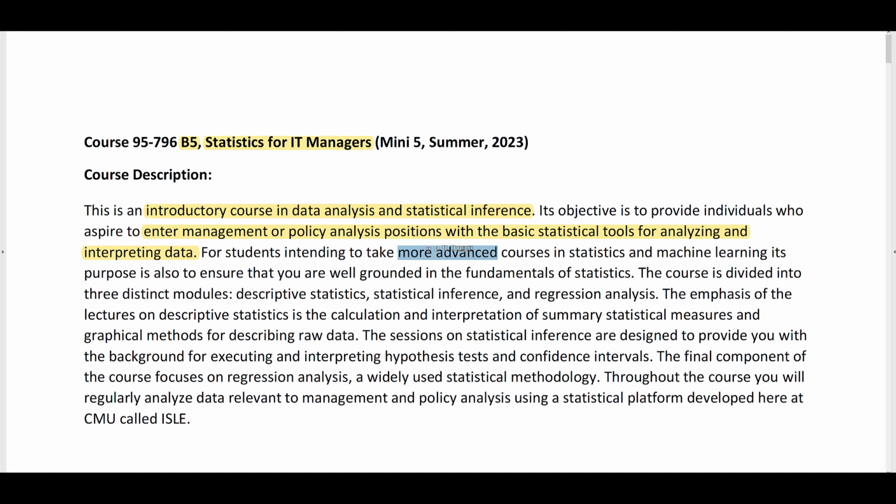If you are planning to take more advanced courses in statistics and machine learning at Heinz or elsewhere, again, one of the purposes here is to provide you with the foundation that you need in statistics for these future courses that you might take. There are three components to the course.